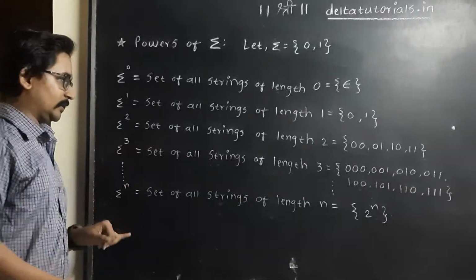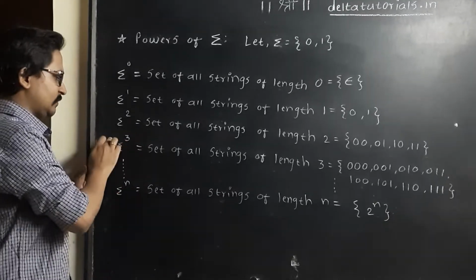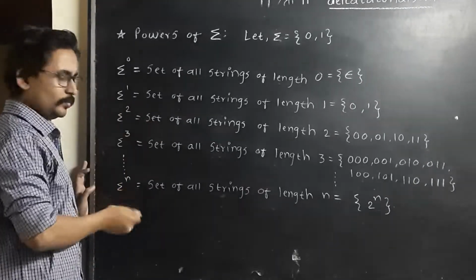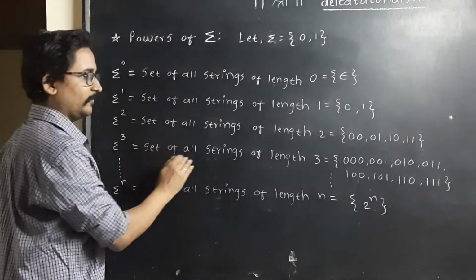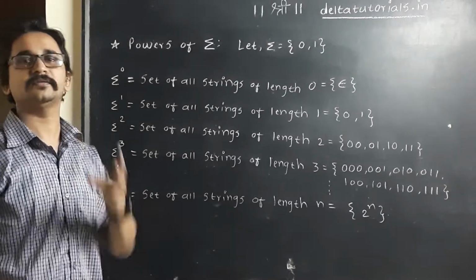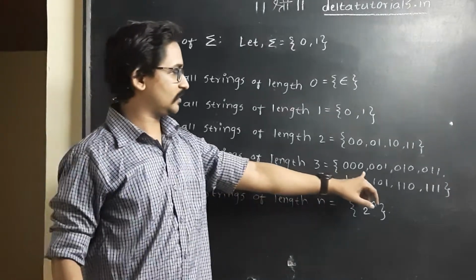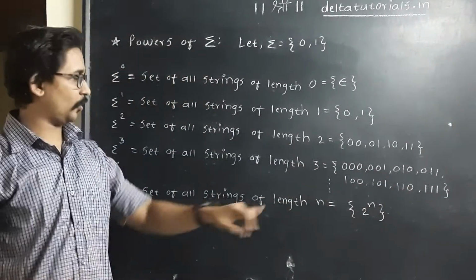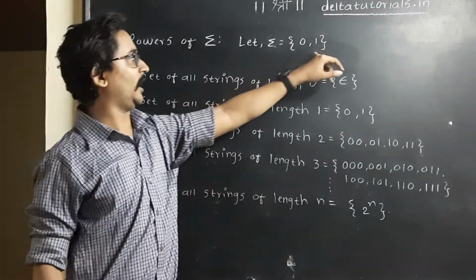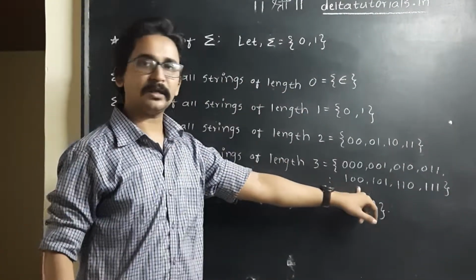Sigma to the power 3. It is pretty much similar to sigma to the power 2. Let's see about it. Sigma to the power 3 is the set of all the strings of length 3. Here you can see 000, 001, and so on. All the combinations that are possible by using 0 and 1 are written over here.